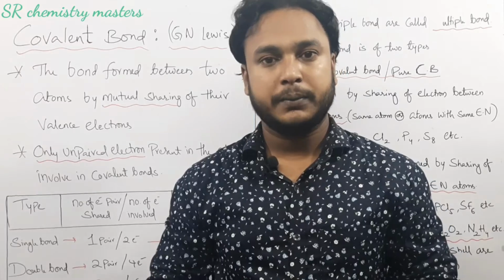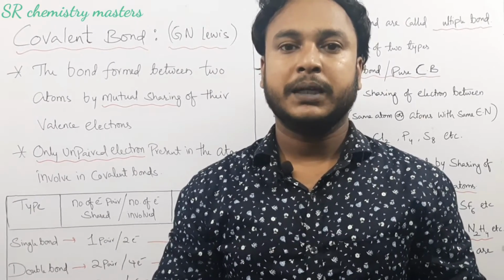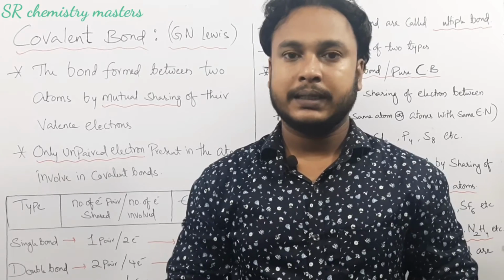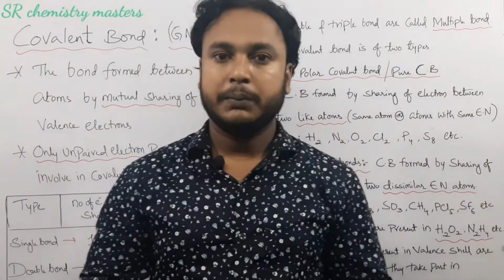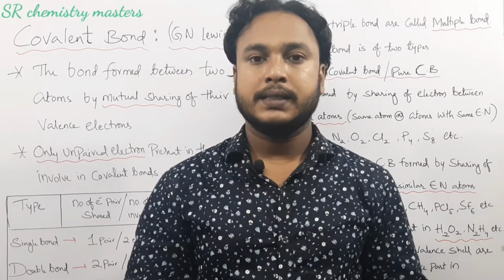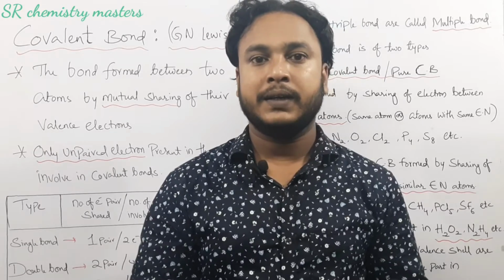Always, the first bond formed between the two atoms is a sigma bond, whereas the remaining bonds present between the two atoms other than the first bond are pi bonds. Remember that double bond and triple bond are considered multiple bonds. In multiple bonds you will see sigma bond as well as pi bond.